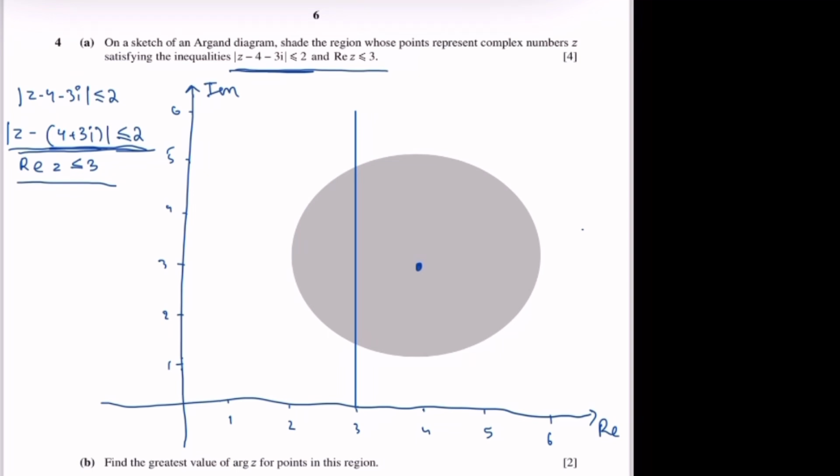Now we're going to shade it. So according to the first inequality, the point z is going to be either inside the circle or on the circumference of the circle. Now according to the second inequality, the real part of z is less than or equal to 3. So less than 3 means it's going to be here. So this is our shaded region. This is the answer to part A.